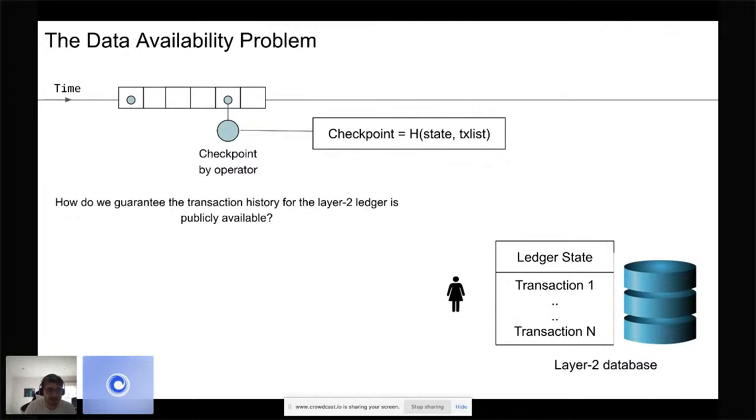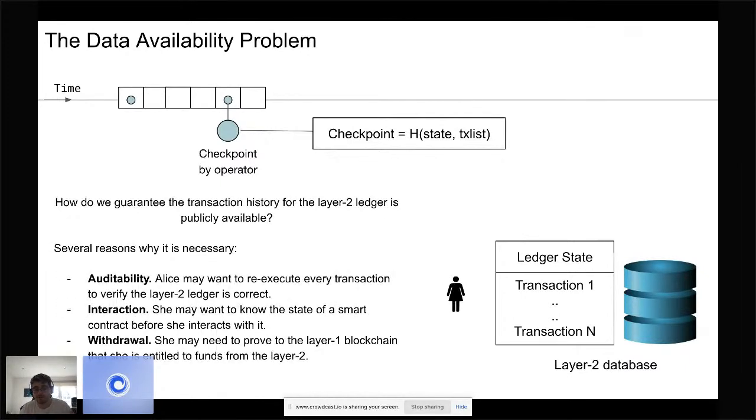Now, how do we guarantee that the transaction history for the layer 2 ledger is publicly available? One, we can check that the checkpoint's correct, but there are also other reasons why this is necessary. One is auditability. Given these checkpoints and the transaction history, I can recompute the layer 2 database myself and verify that everything's correct. Two, for interaction. If I want to transact on a layer 2 system, let's say it's Uniswap, and I want to swap token A to token B, I want to know what the exchange rate is at this given time. And the only way I know the exchange rate is if I have a copy of the layer 2 database.